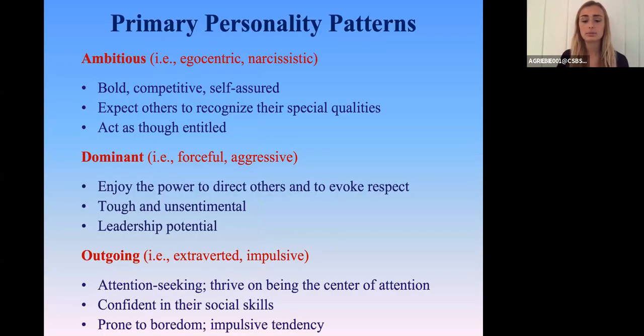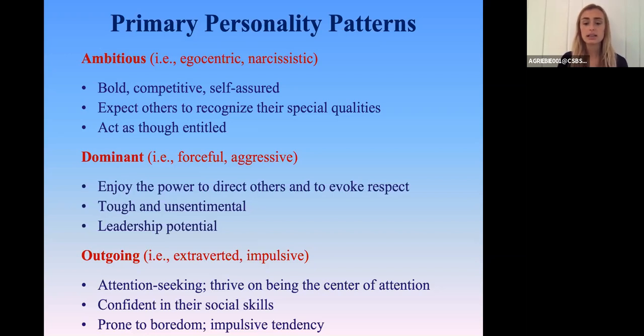As a world leader, President Trump's primary ambitious personality pattern is reflected in his tendency to be bold, competitive, and optimistic in the face of adversity. His primary ambitious pattern has allowed him to easily assume his role as president and has helped him to be an effective leader. He is self-assured and expects others to recognize his special qualities, which is often viewed by others as narcissistic. His dominant personality is revealed in forceful behavior.